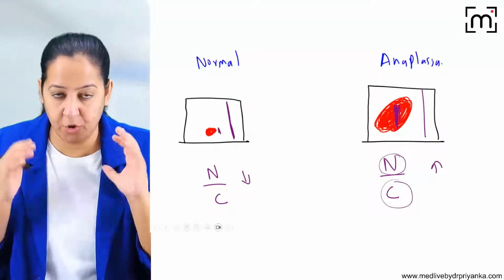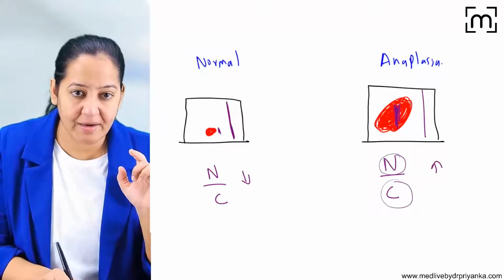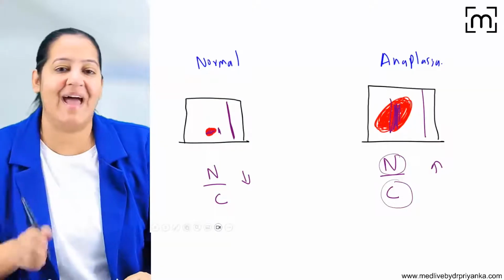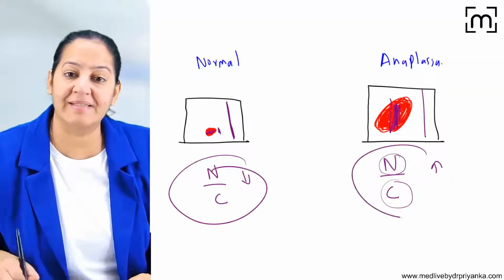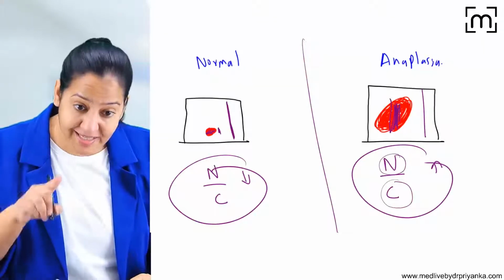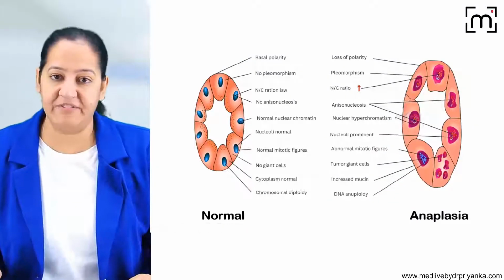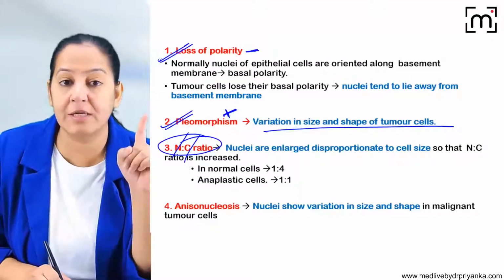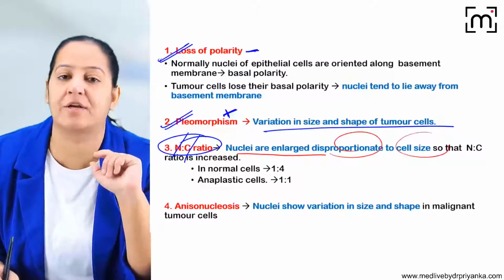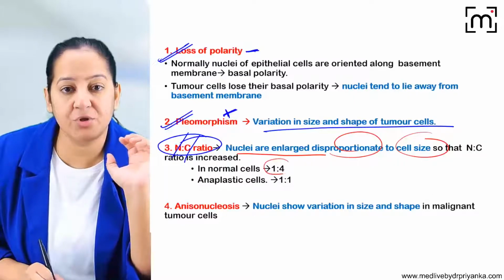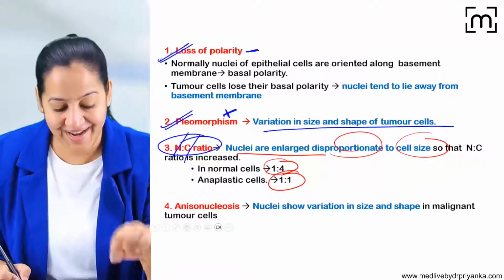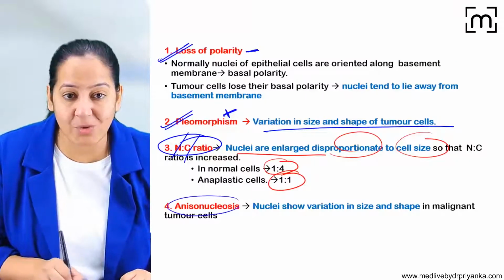You can appreciate the numerator. You can see the nucleus here. That is the numerator, and you can see the nucleus here. Compare the nucleus. So you will get the NC ratio. Here NC ratio is normal. Here NC ratio is high. So high NC ratio is a feature of anaplasia. So in anaplasia, the NC ratio is more because the nucleus is enlarged, disproportionate to that of the cell. So in a normal cell, the NC ratio is 1:4. But in an anaplastic cell, it's 1:1.